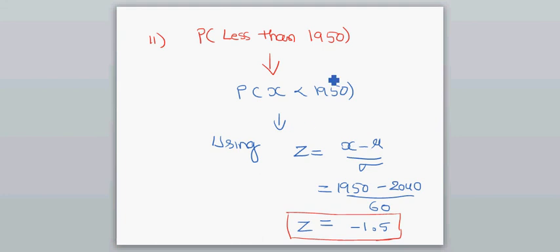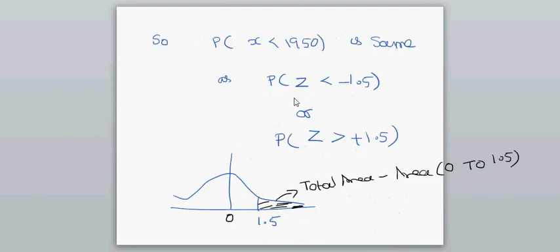In this case, less than 1950, that means x less than 1950. Using the formula z equals x minus mu by sigma, substitute x as 1950, and the mean is given already as 2040 and the standard deviation 60. When you simplify this, you will get the z value as minus 1.5. Saying x less than 1950 is the same as saying z less than minus 1.5.